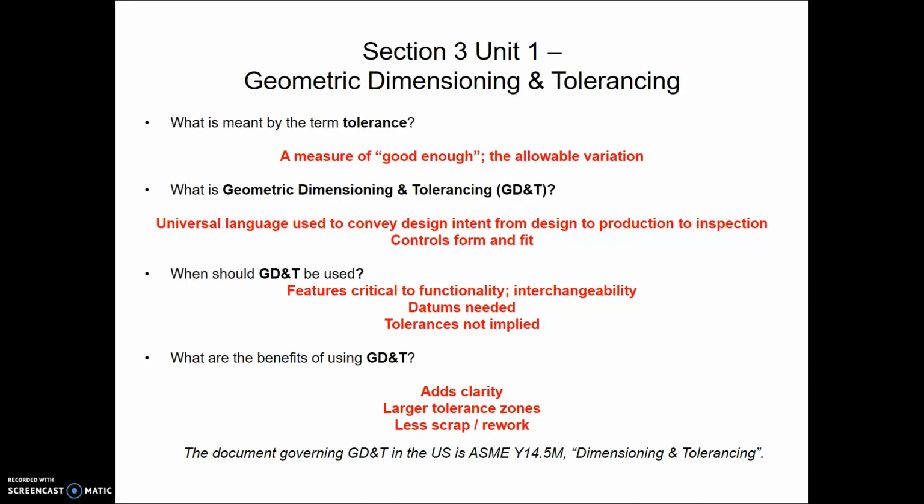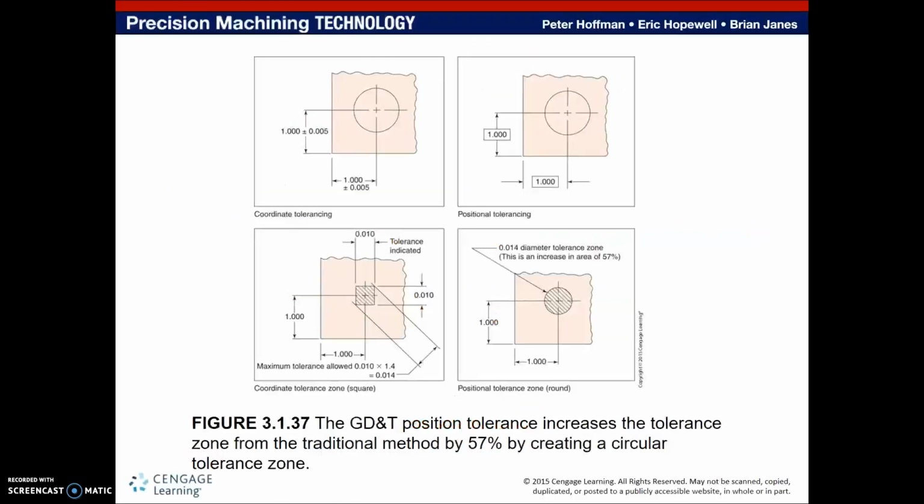So if you want to learn more about the governing standards regarding geometric dimensioning and tolerancing, ASME is our standard organization for this. And the standard that's used is Y14.5M, dimensioning and tolerancing. That tells you how we actually apply these GD&T symbols properly in order to use them to their fullest potential.